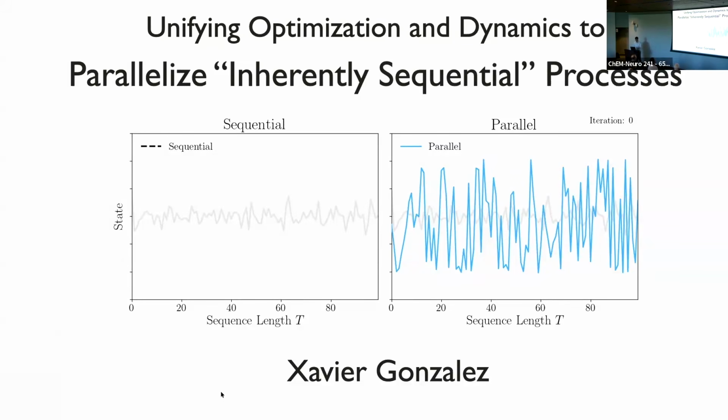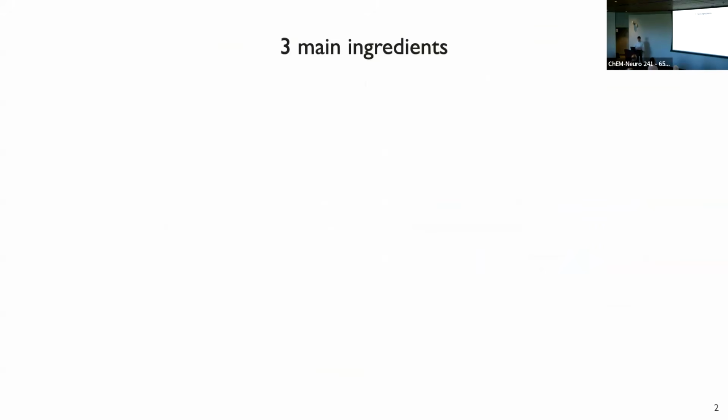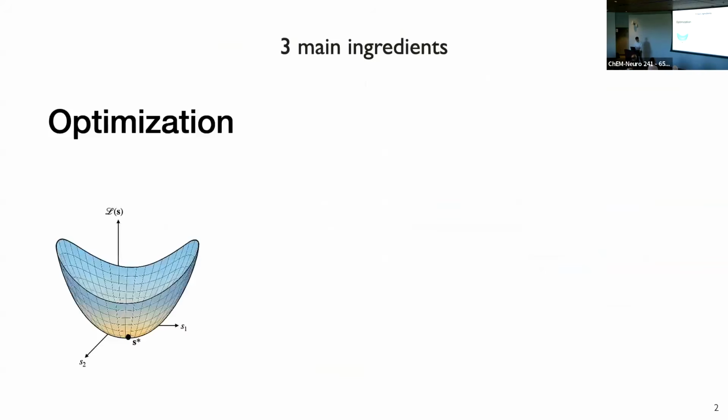Today we're going to talk about unifying optimization of dynamics to parallelize inherently sequential processes. This is a bit of a mouthful, so let's start to digest it. There are three main ingredients in today's talk. One of them will be optimization. This is the broad field of taking some sort of goal and minimizing it. There's a function, you want to make it small or make it large.